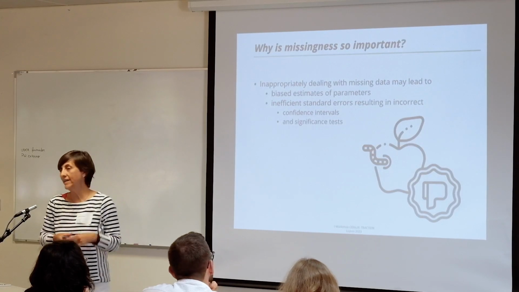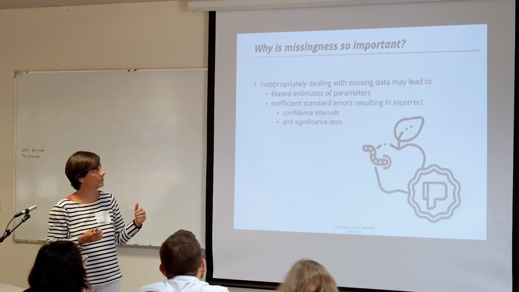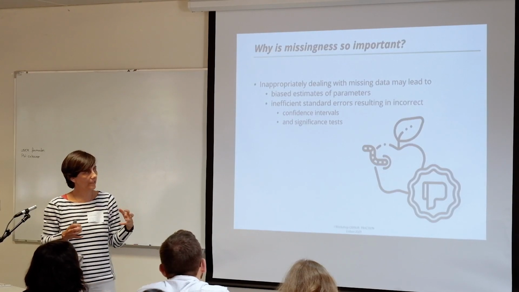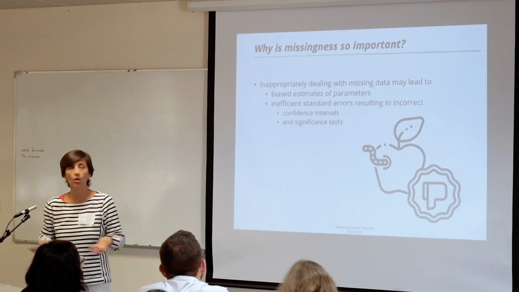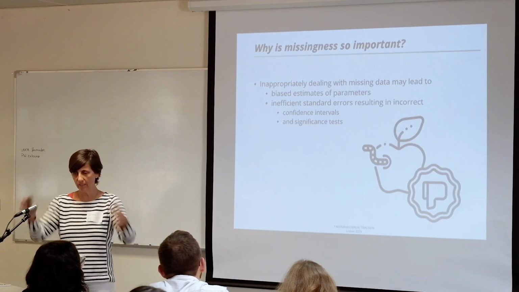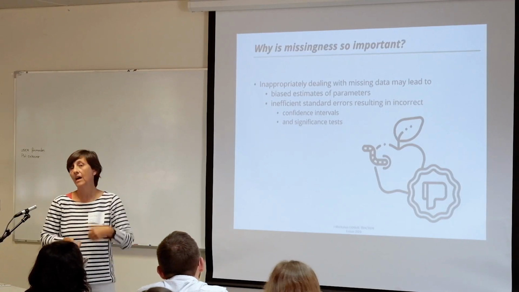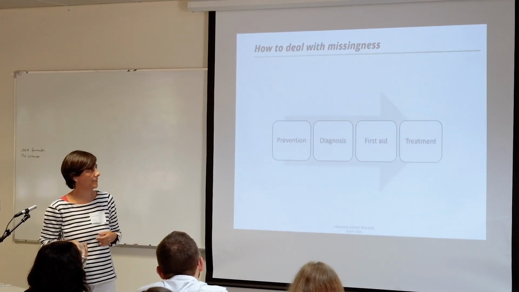So why is this so important? To avoid missingness as much as possible, because you can get results that are not the right ones. You can get standard errors and confidence intervals that are not correct. And of course, this also affects the significance tests.